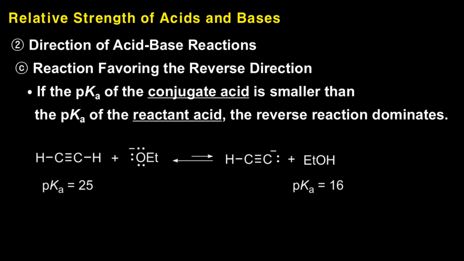Now let's compare acetylene with the ethoxide ion. The conjugate acid of ethoxide ion is ethanol, and it has a pKa around 16. That's quite a bit lower than the pKa of acetylene, which is around 25. So in this case, the equilibrium shifts toward acetylene, meaning the reverse reaction is favored. And that's the beauty of pKa values. By simply comparing them, we can quickly figure out which direction an acid-base reaction will go.